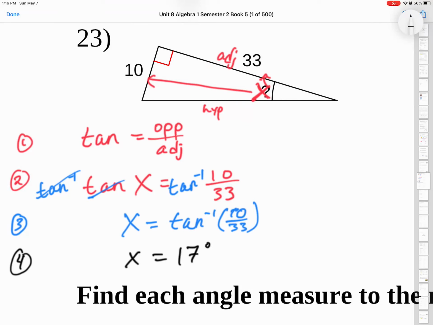Okay. So again, this is purely, you use the inverse functions when you're trying to find an angle measure. Want to be very clear there when you're looking for an angle.